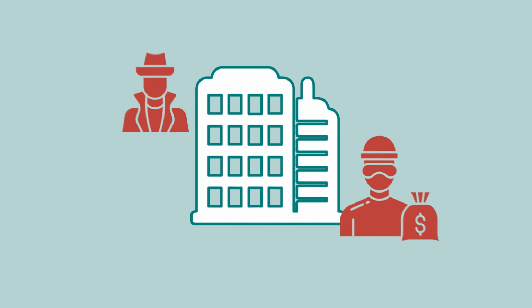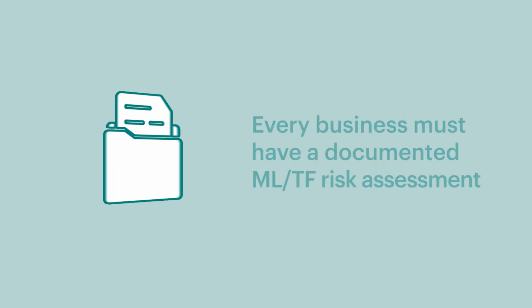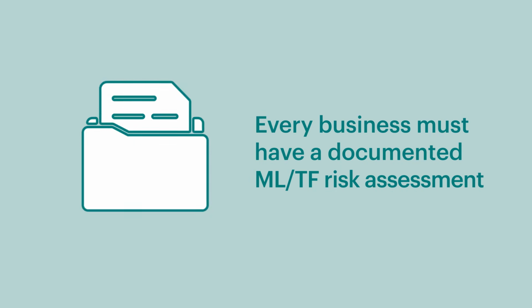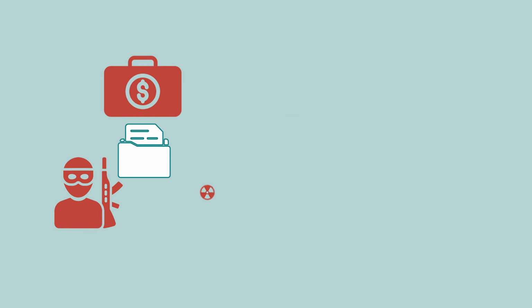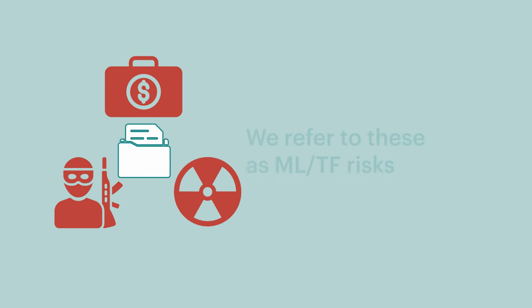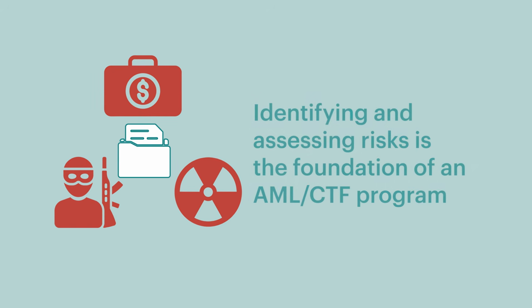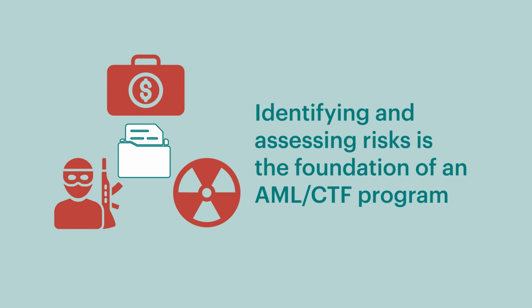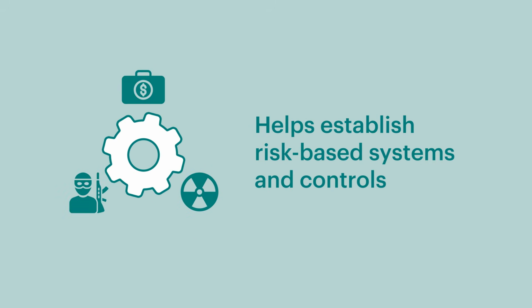If you don't understand your risks, you cannot protect your business from criminal exploitation. Every business must have a documented risk assessment that identifies and assesses its money laundering, terrorism financing, and proliferation financing risks. We refer to these as MLTF risks. Identifying and assessing your risks is the foundation of an effective AML-CTF program, as it helps you establish risk-based systems and controls to prevent and detect criminal activity.